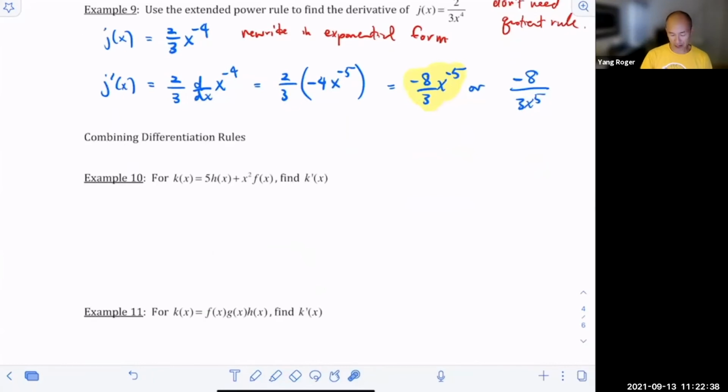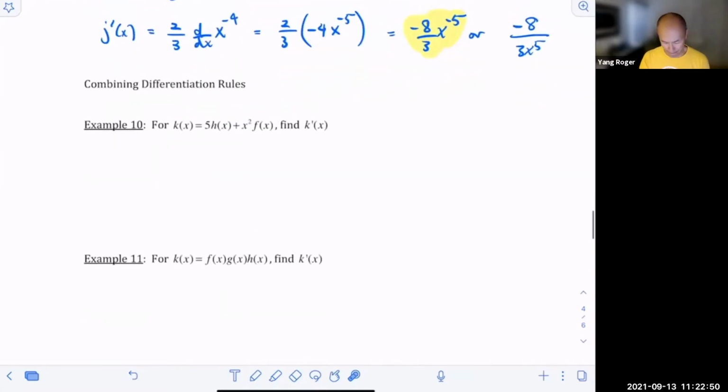So those were all pretty basic examples. Example 10 and 11 are a little bit more abstract. So let's just combine the differentiation rules to do this. What are they trying to say here?